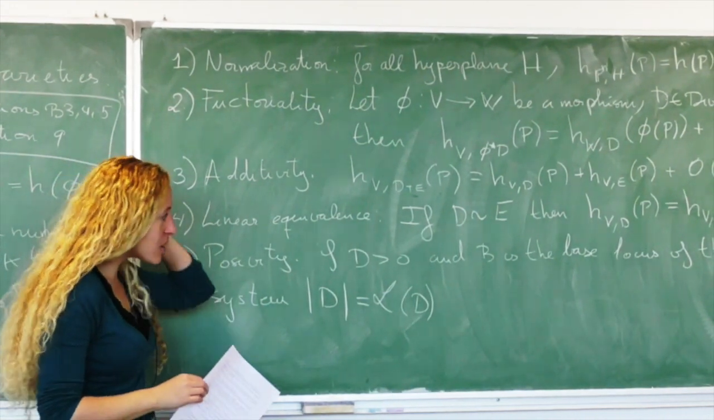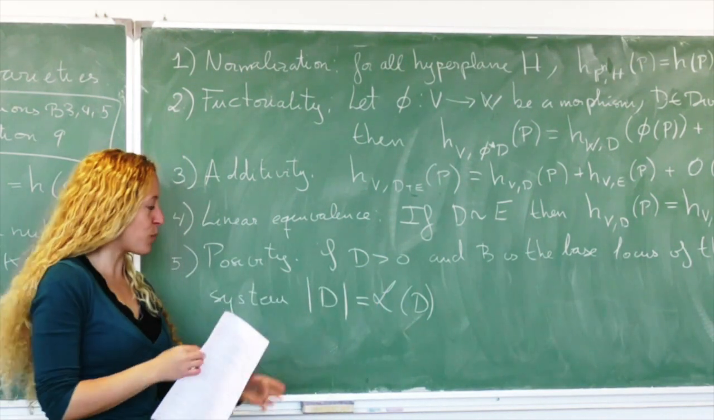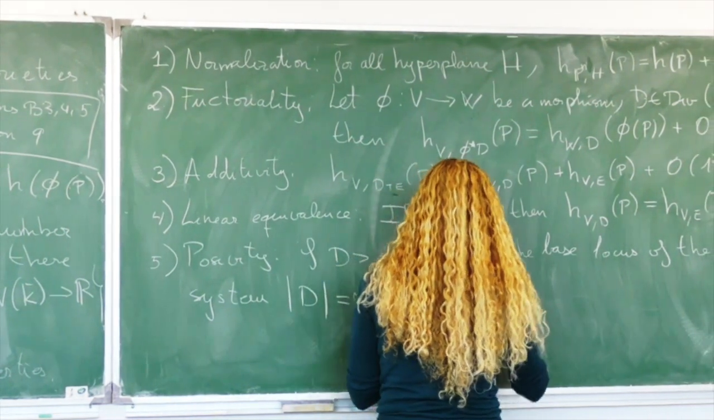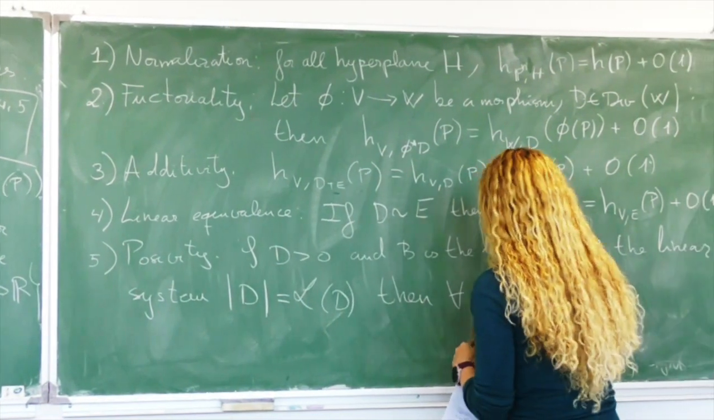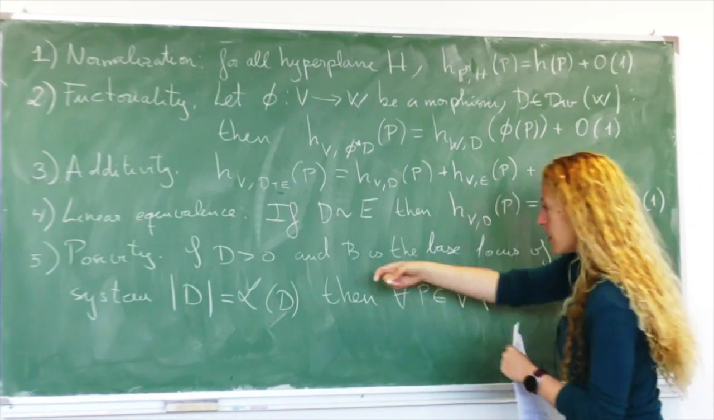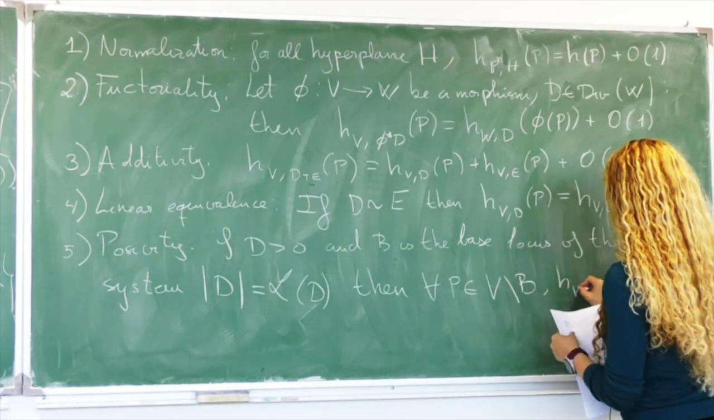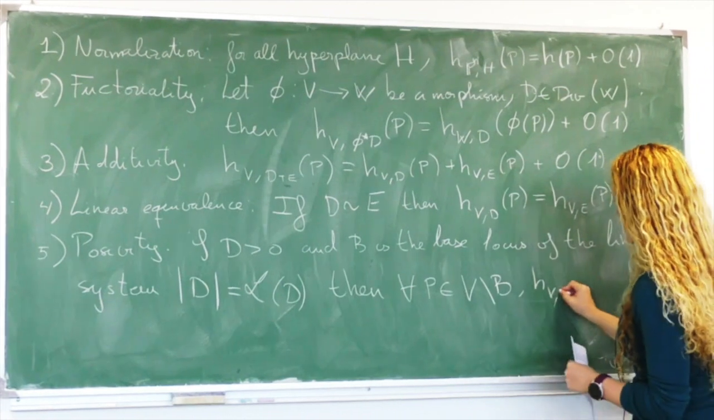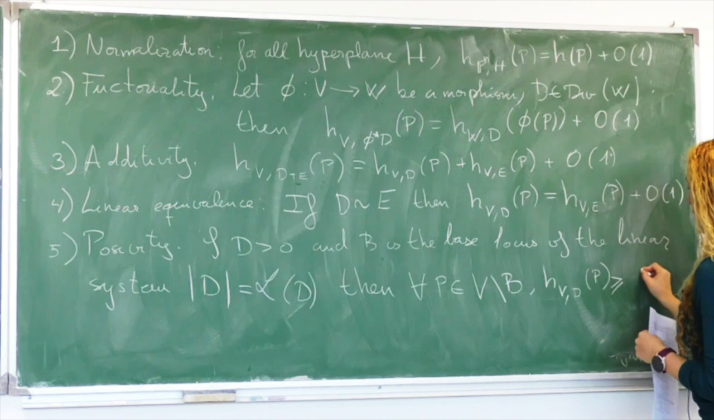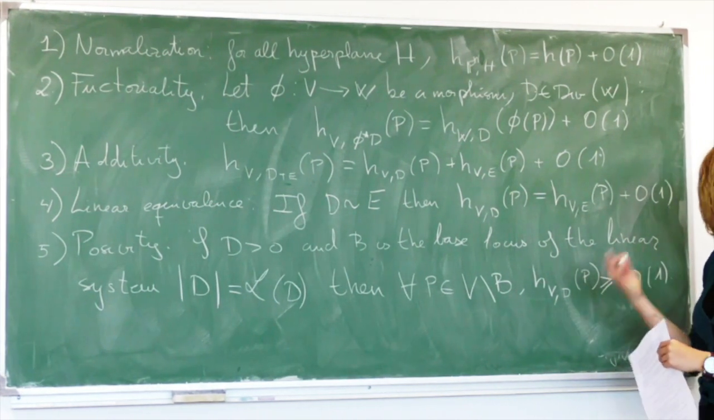Okay, so under these circumstances, D is an effective divisor and B is the base locus of the corresponding linear system, then for all points not in B, so outside this locus, we have that the height defined by this divisor is greater or equal than a constant. And again, a constant that can be explicitly computed.